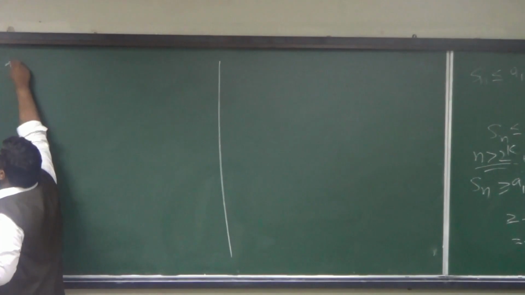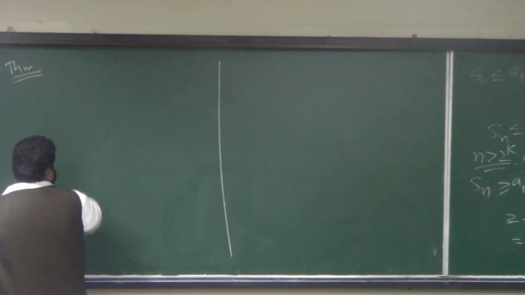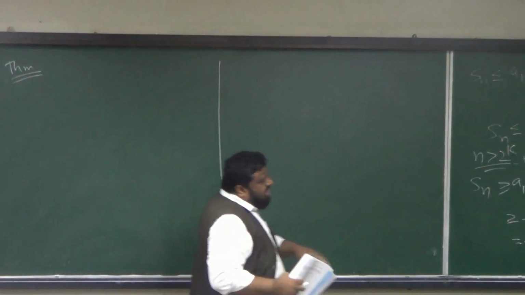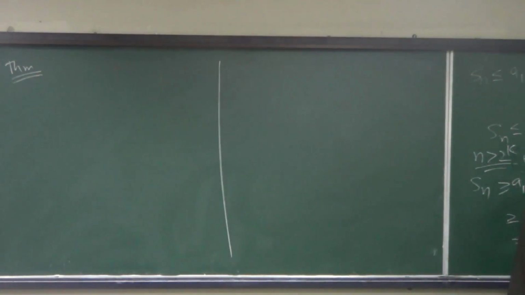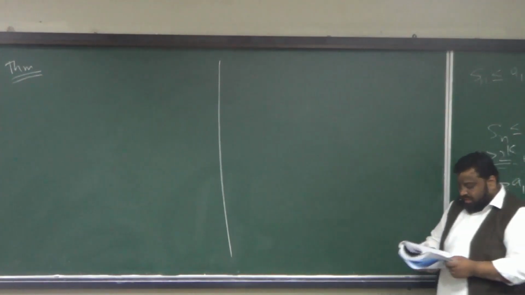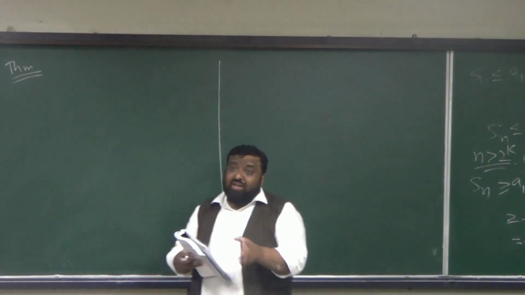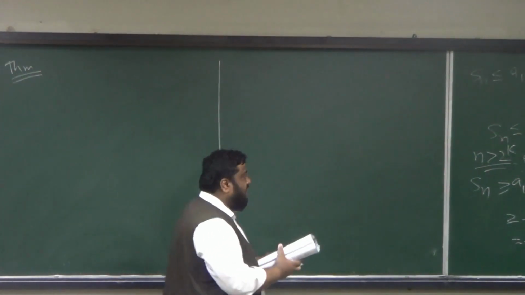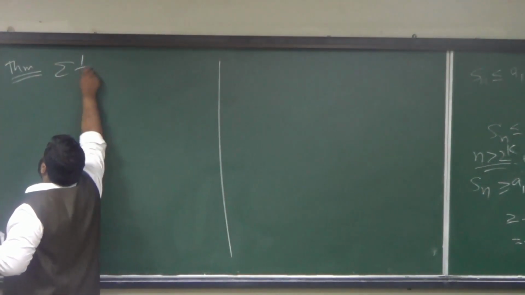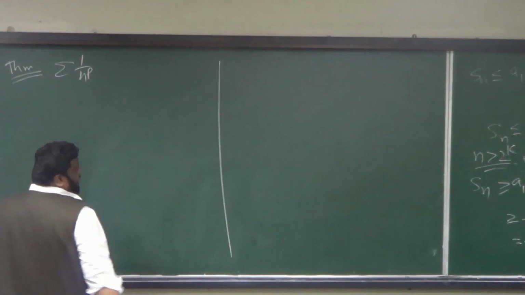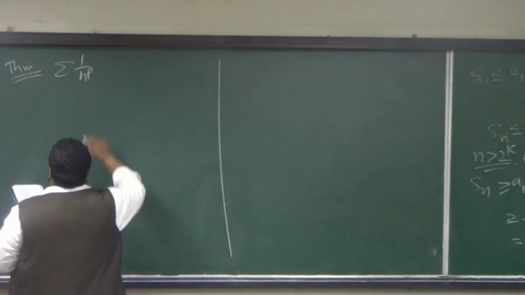So I would like to prove a little theorem, which is kind of a generalization of this result. It's not only if you have 1 over n, but if you have 1 over n to the p, the series diverges or converges depending on what p is. We're going to say that this sum of 1 over n to the p diverges.